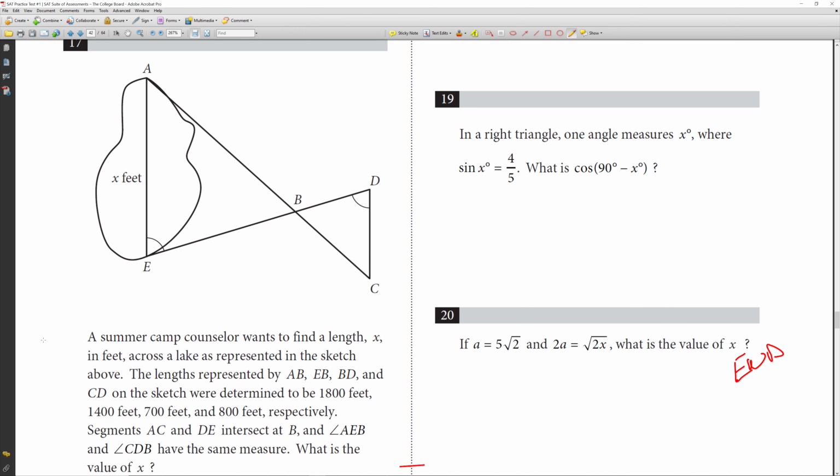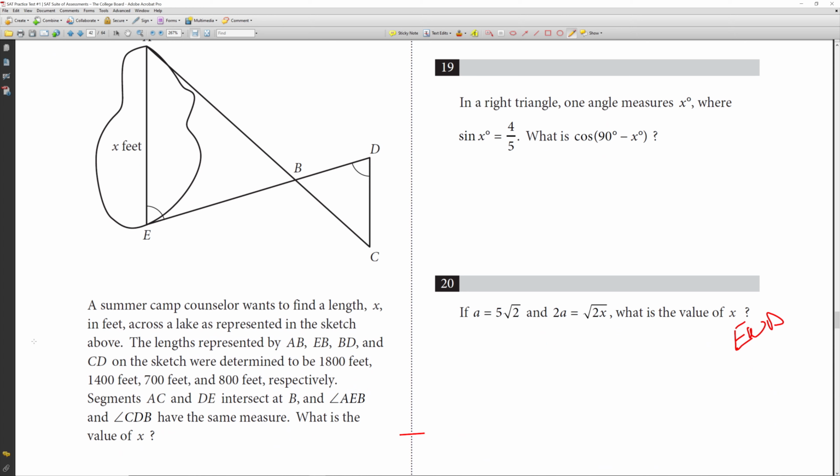Boom. Question 17. There's a small passage, so go to the end. What is the value of x? That's what it's looking for. Where is x? x is over here. So we have two lines that are intersecting at B from what it looks like, and here's the passage. Similar triangles.